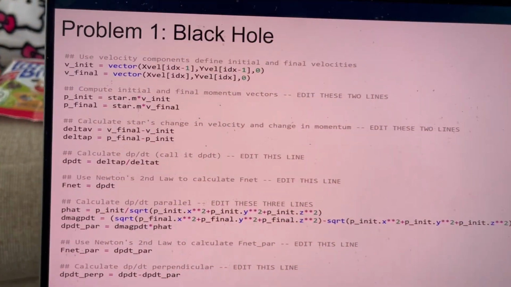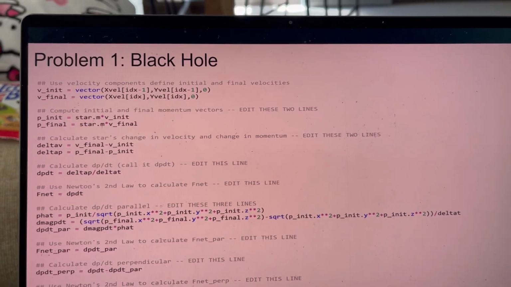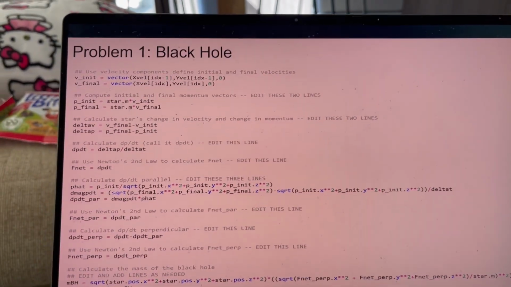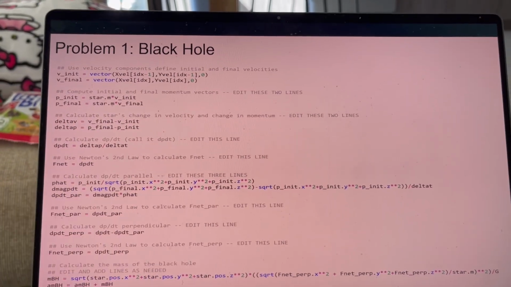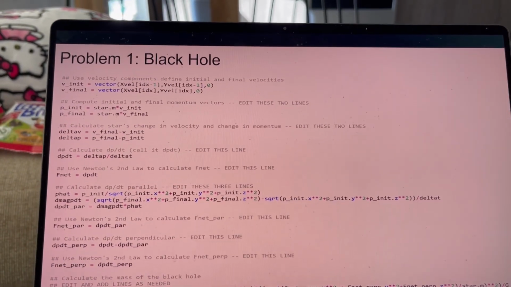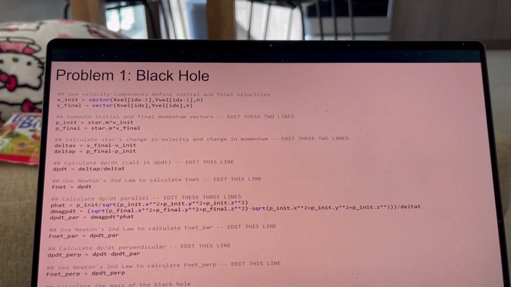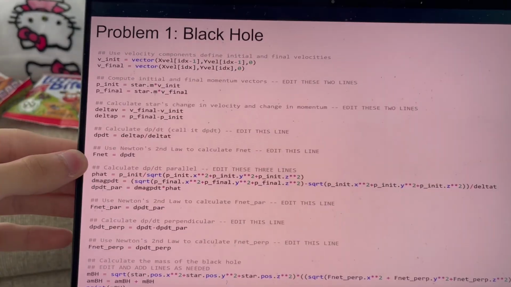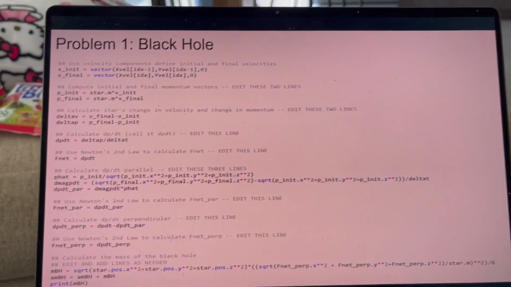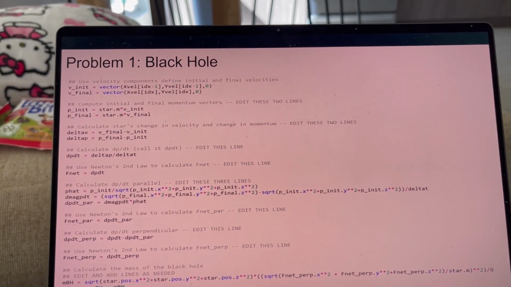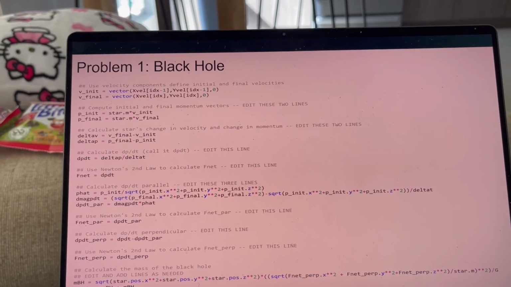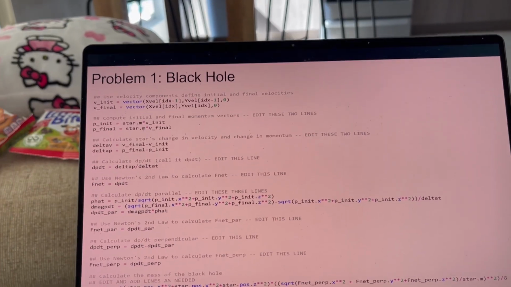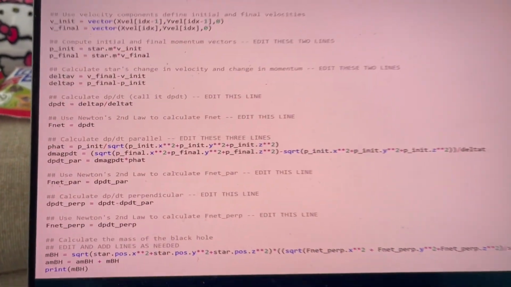Alright, for the black hole, first we find momentum, which is velocity times mass, and then to find the change in that, just final minus initial. Now that we have the change in momentum, the change in momentum over the change in time is equal to the net force. We show that right here, because force is mass times acceleration, and momentum is mass times velocity. So if you have mass times velocity over time, you have mass times acceleration, which is force.